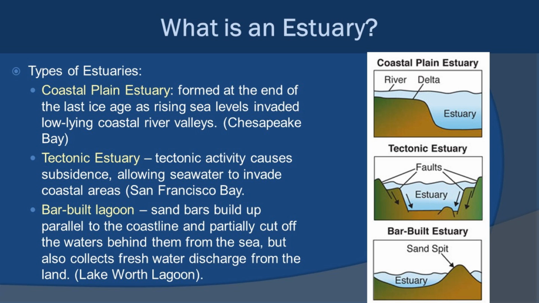Then you have what we call a bar-built lagoon. And this is where sandbars build up parallel to a coastline. And generally, there's usually cuts within that sandbar that allow the ocean to come back behind it and exchange water with the lagoon that eventually starts to become influenced by fresh water sources coming off the land. And so there's where you get that mixture of the two. The Lake Worth Lagoon is sort of an example of that, although there's some kind of exceptions to it when we get into the history of the Lake Worth Lagoon.